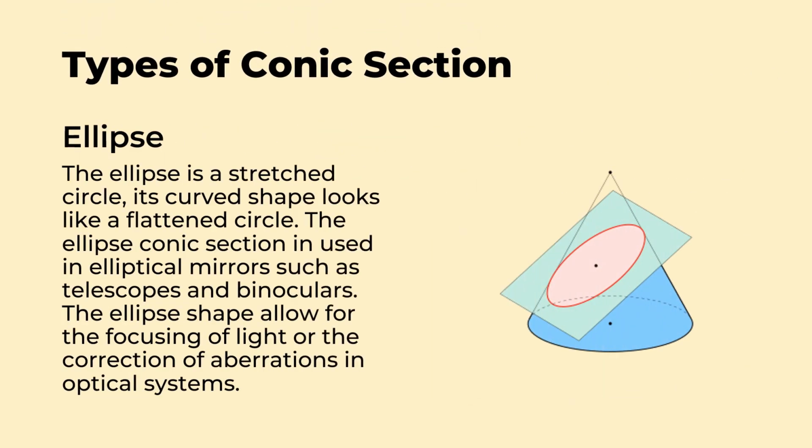So one type of conic section is ellipse. The ellipse is a stretched circle. Its curved shape looks like a flattened circle. The ellipse conic section is used in elliptical mirrors such as telescope and binoculars. The ellipse shape allows for the focusing of light or the correction of aberration in the optical system.